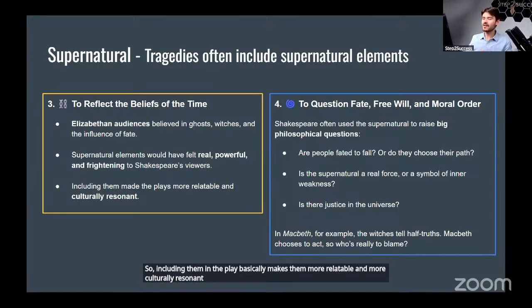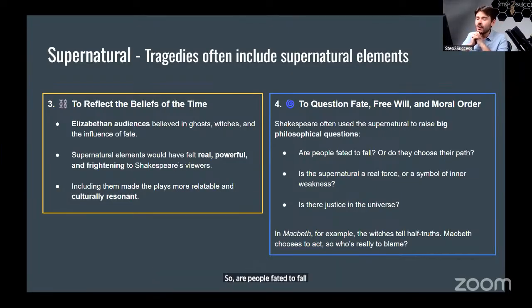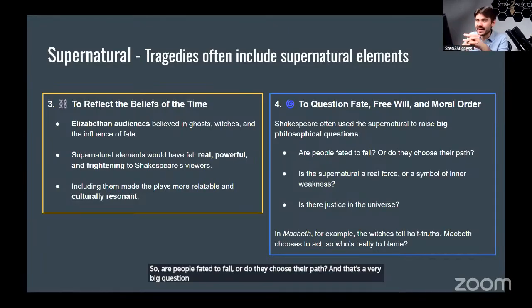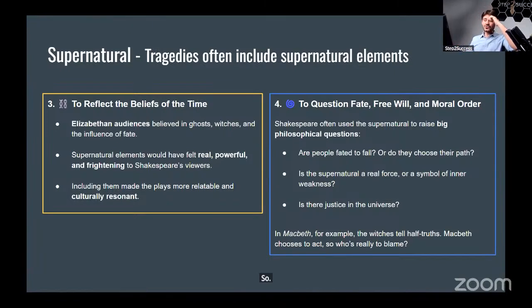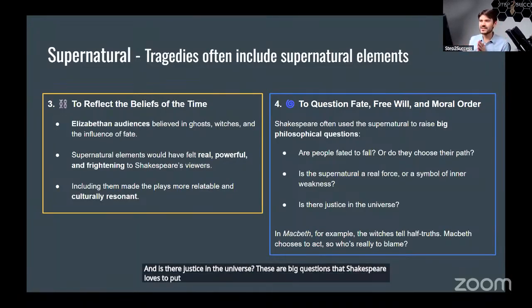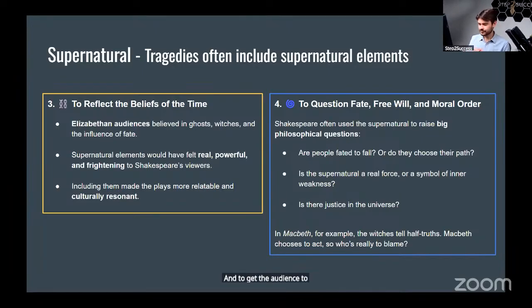And then finally, supernatural is often used to question fate and free will and moral order. So are people fated to fall, or do they choose their path? And that's a very big question that's put out in the play of Macbeth that we will explore as well. So is the supernatural a real force, or is it a symbol that represents inner weakness? And is there justice in the universe? These are big questions that Shakespeare loves to put out and to get the audience to think about.